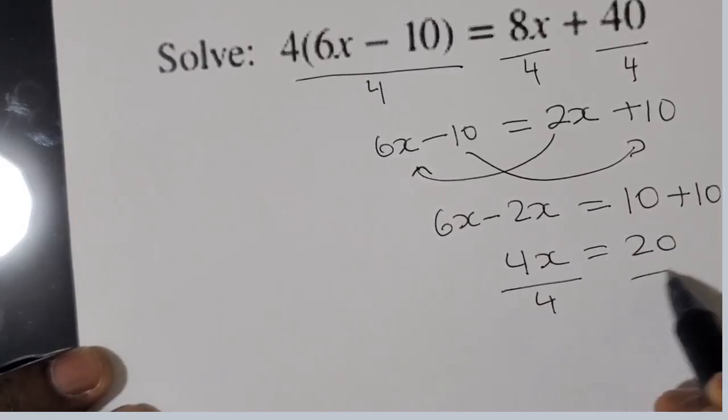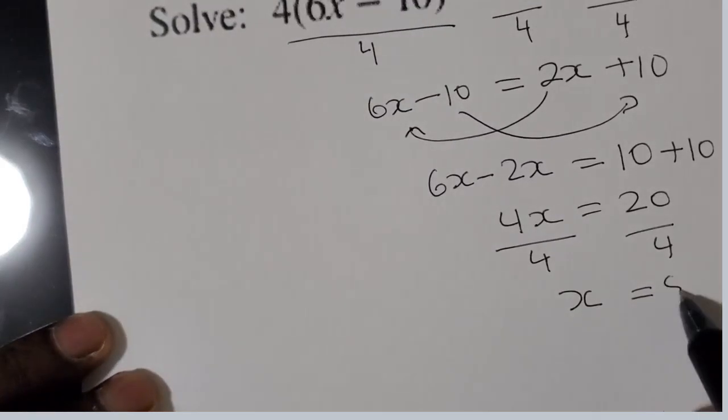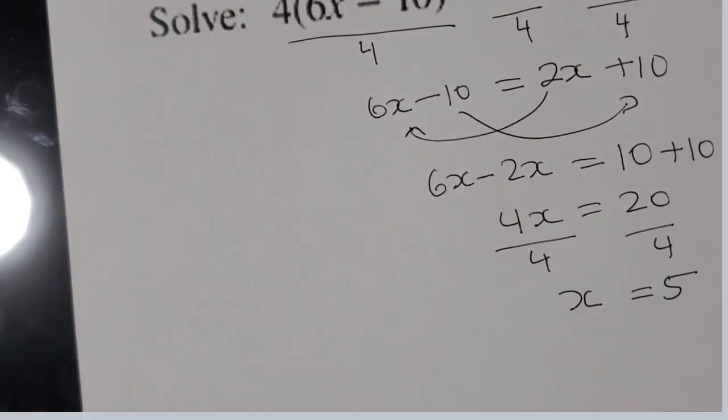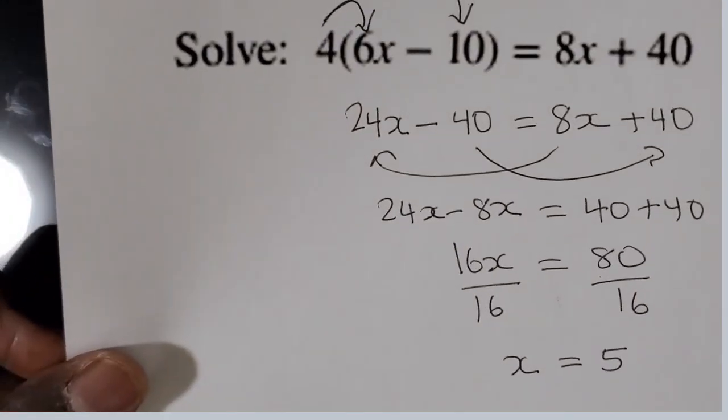Divide both sides by 4, and they will get the same answer. Alright, which of the methods do you like?